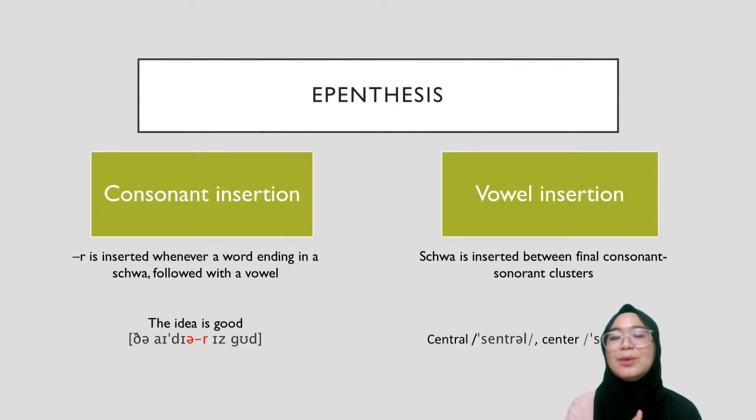R is inserted whenever a word ending in a schwa, the red part, is followed by a vowel. So the word is "the idea is good." To make it more native, you kind of put R in the middle of "idea" and "is," but it's slightly off. The idea is good. Then for vowel insertion, schwa is inserted between final consonant and sonorant cluster.